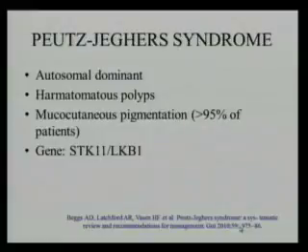Let's move on to Peutz-Jeghers syndrome. That's one of the hamartomatous polyposis syndromes. It's autosomal dominant. They have a characteristic mucocutaneous pigmentation on the skin, which happens in almost 95% of the patients. The gene mutation is in STK11 and LKB1. Those are the genes that normally develop mutation in these cases.